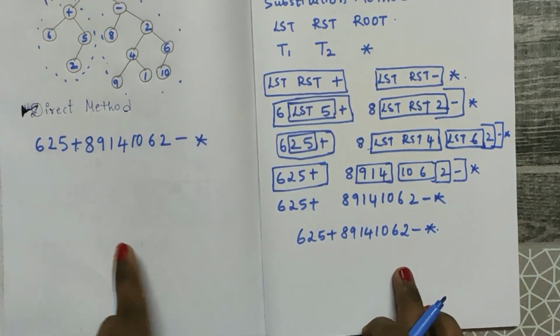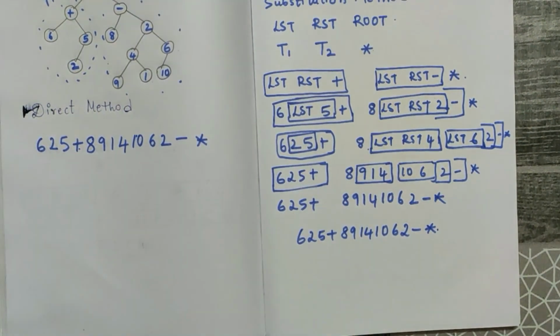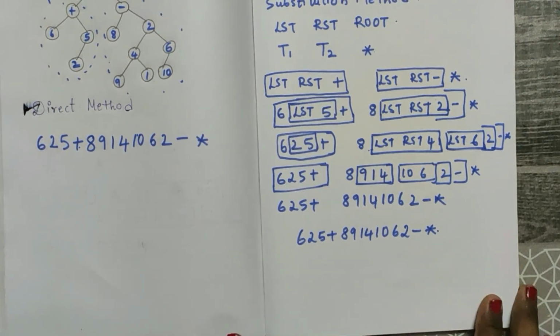If you match both of these, you get the same value. So this is how you solve in the direct method and in the substitution method.